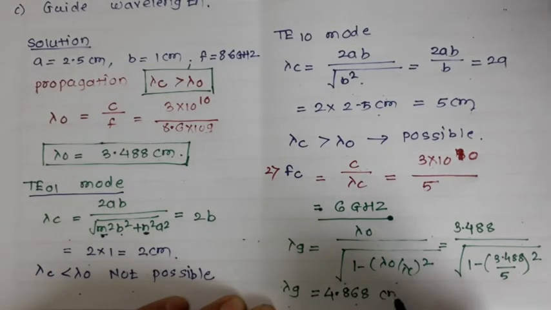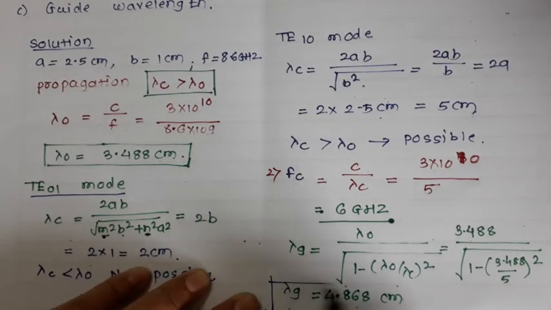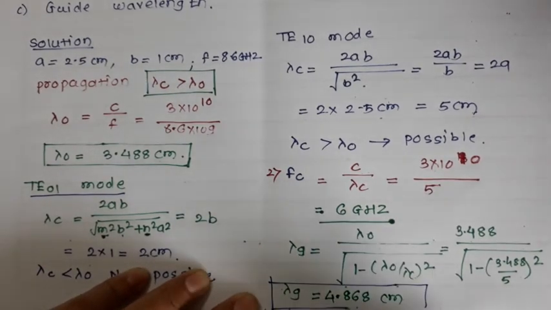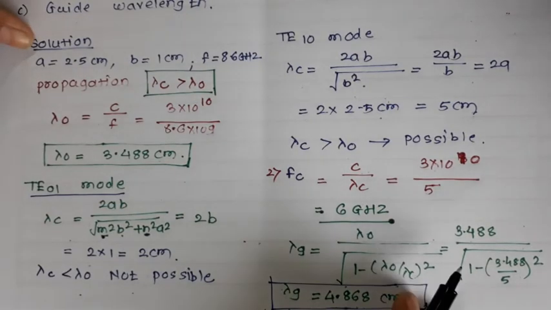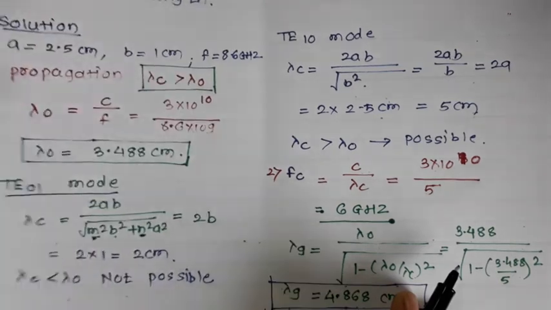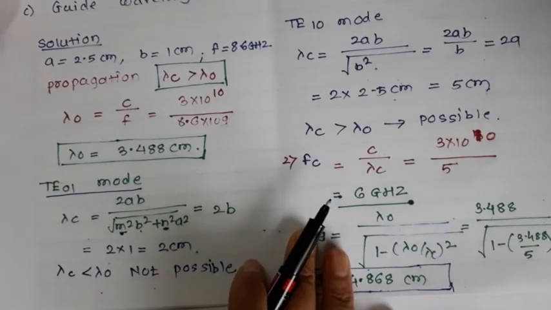which is equal to 4.868 centimeters. So the mode which is possible, we know our TE10 mode is possible, and for that we have calculated the cut off frequency and cut off wavelength. Now let us see whether another mode is possible or not.